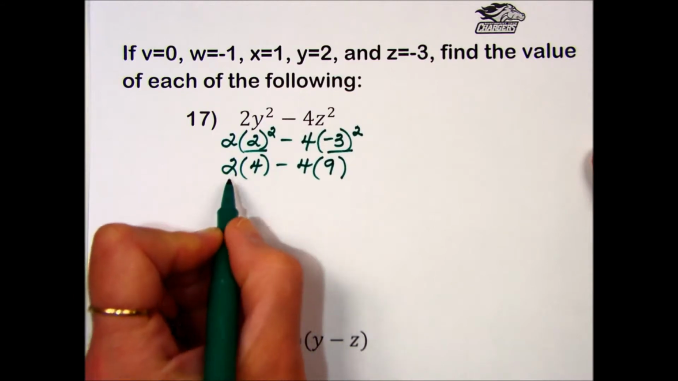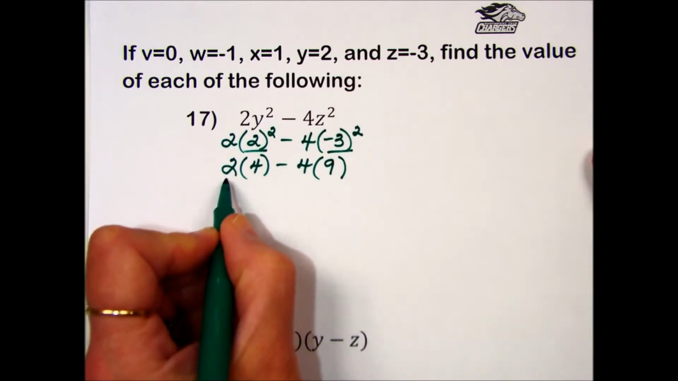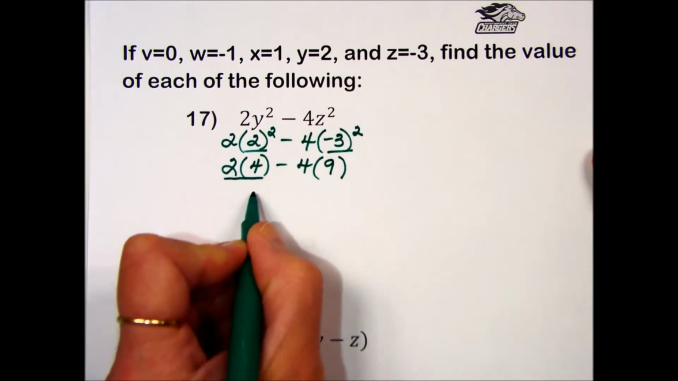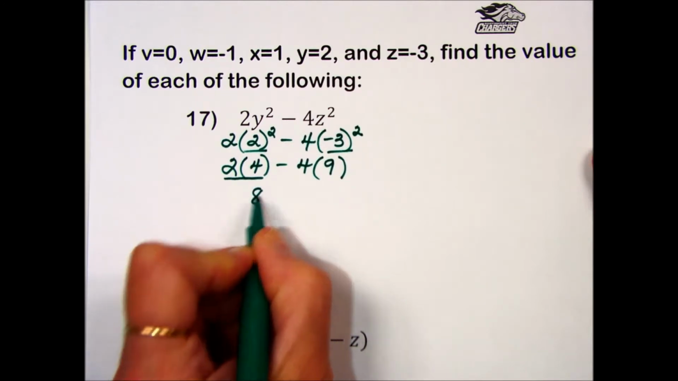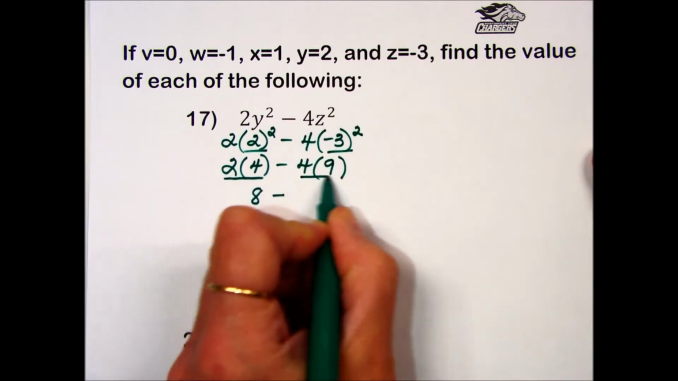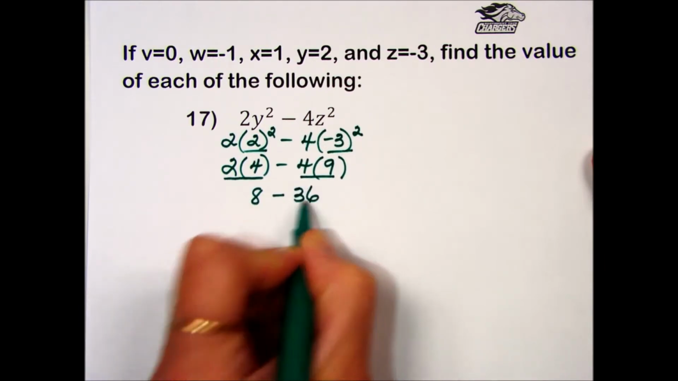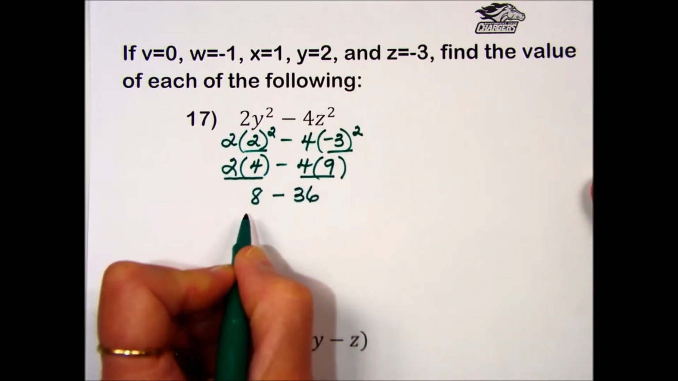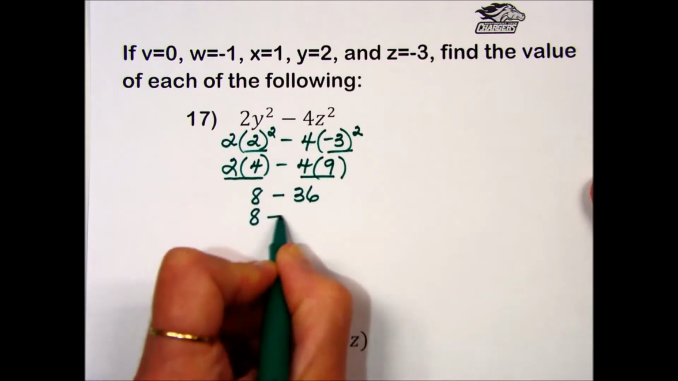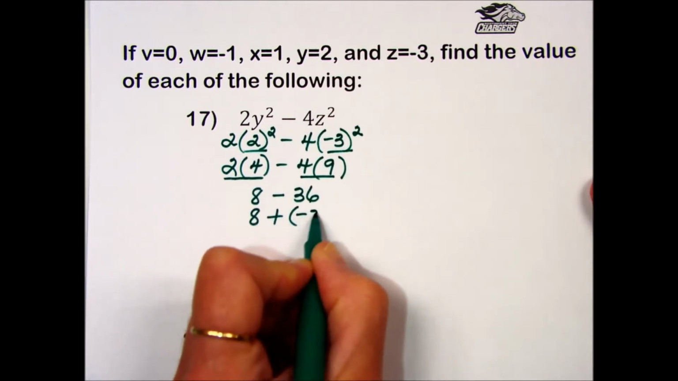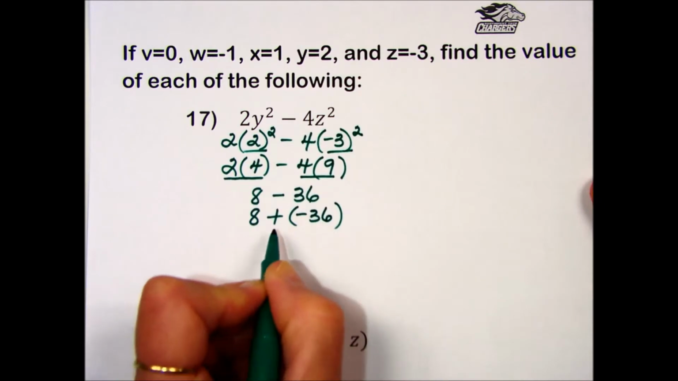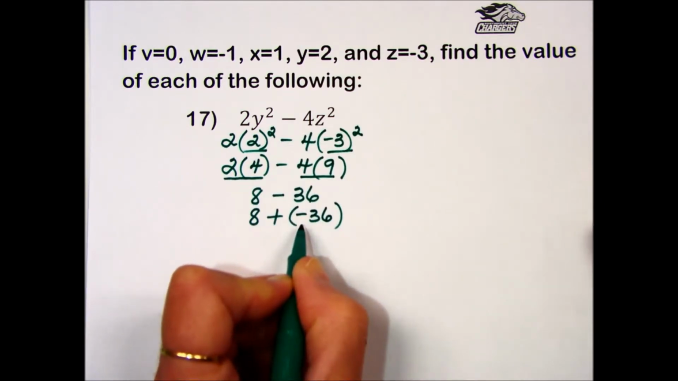Our next priority is multiplication, left to right. Our first multiplication results in a 2 times 4, or 8. Skip the subtraction. The next multiplication, 4 times 9, 36. I can take 8 minus 36, or if I use the rule of subtraction, I can turn it into plus the opposite of what I have.